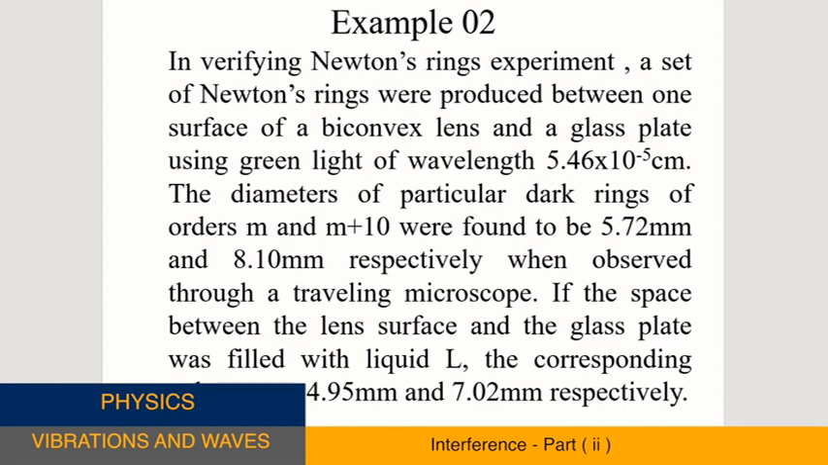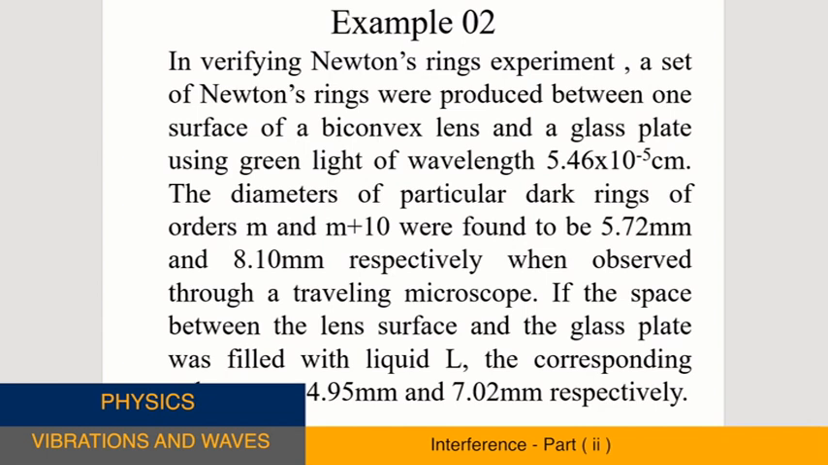The diameters of the m order and m plus 10 orders were given as 5.72 millimeters and 8.1 millimeters respectively, when observed through a traveling microscope. Normally these experiments can be done when you have a strong microscope that you can use to find the position and the diameter corresponding to those fringes. This is part 1.